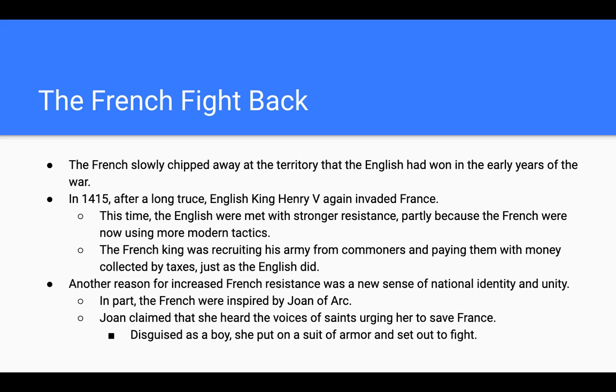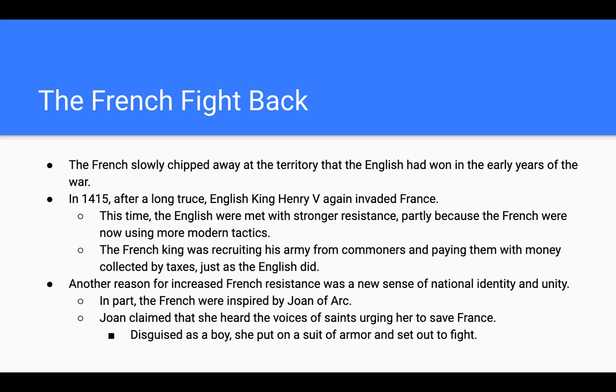The French king was recruiting his army from commoners and paying them with money collected by taxes, just as the English did. Another reason for increased French resistance was a new sense of national identity and unity, meaning that they felt some pride for their country, that they wanted to do their part and keep the territory that they felt belonged to them.